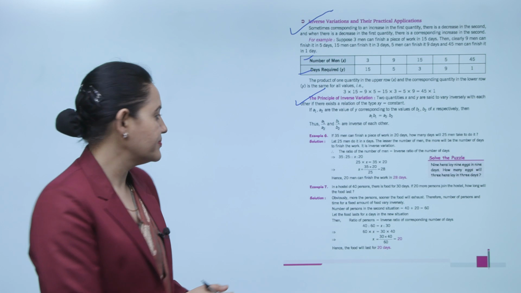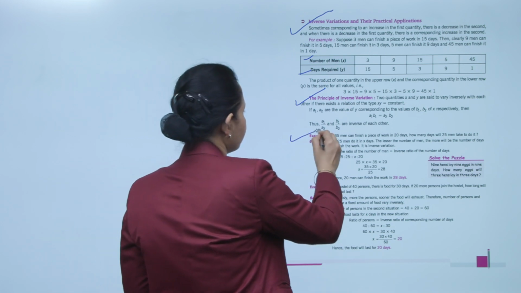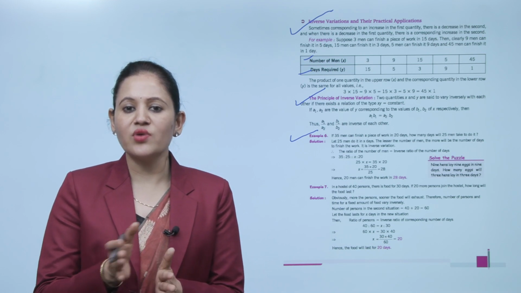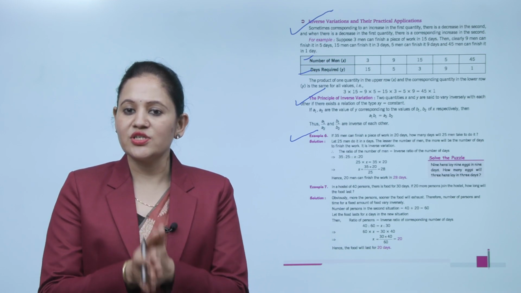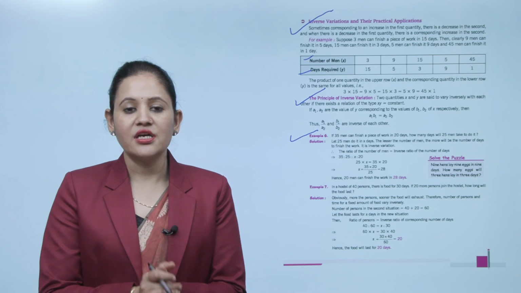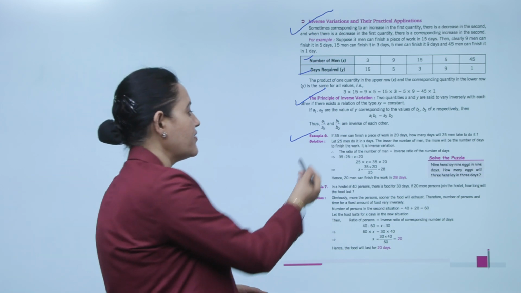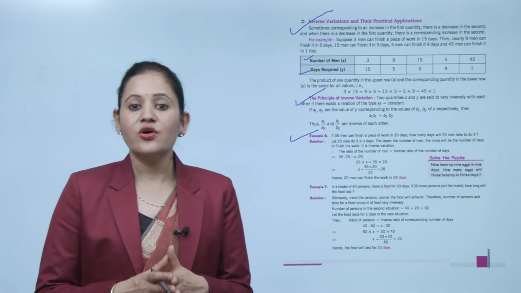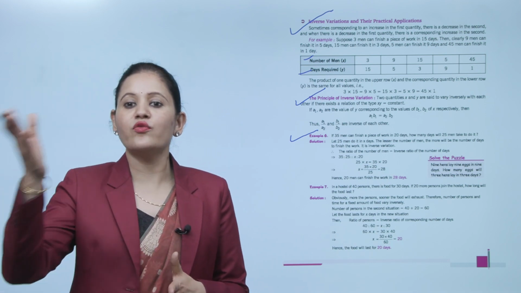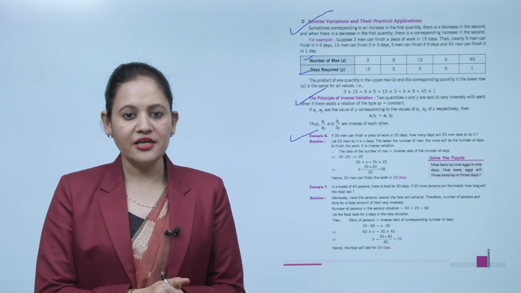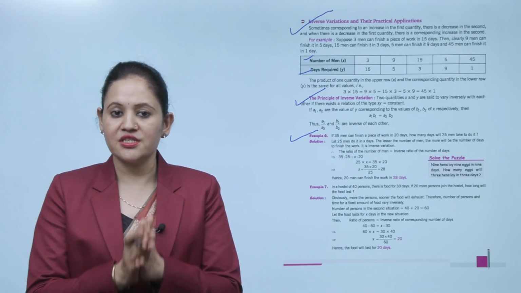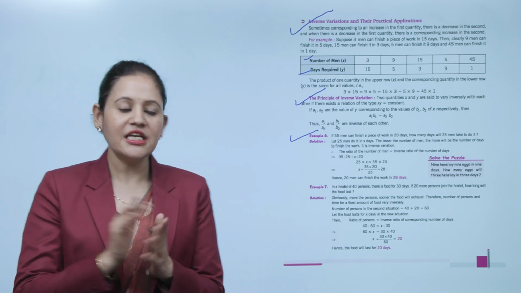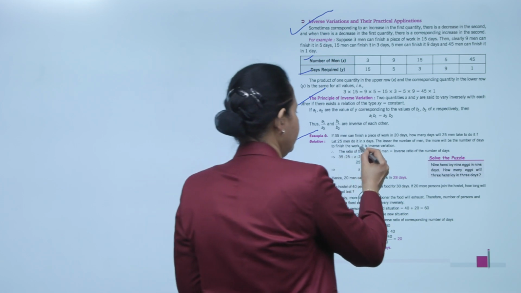We will take an example. If 35 men can finish a piece of work in 20 days, how many days will 25 men take to do it? Here, let 25 men do it in x days. Clear? So, the lesser the number of men, the more will be the number of days. So, it is a case of inverse variation. First, we will check whether it is a case of direct variation or inverse variation. Here, it is the case of inverse variation.